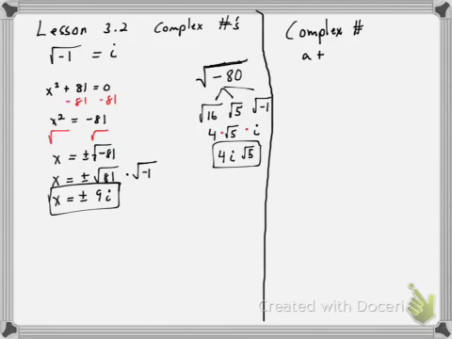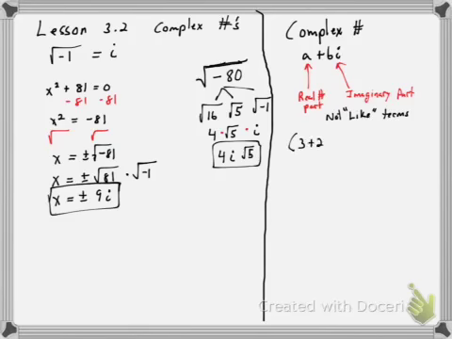More on complex numbers now. Complex numbers come in the form of a plus bi. The a is the real number part. The bi is the imaginary number part. These are not like terms.